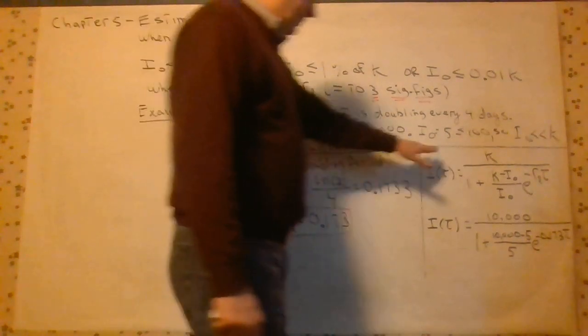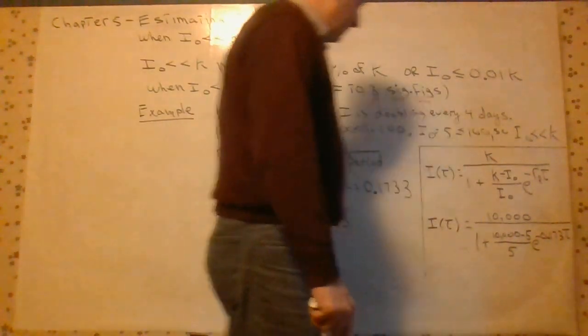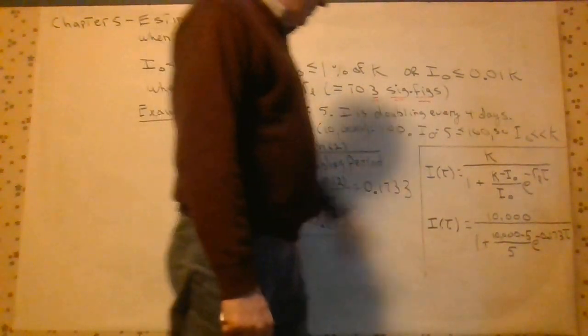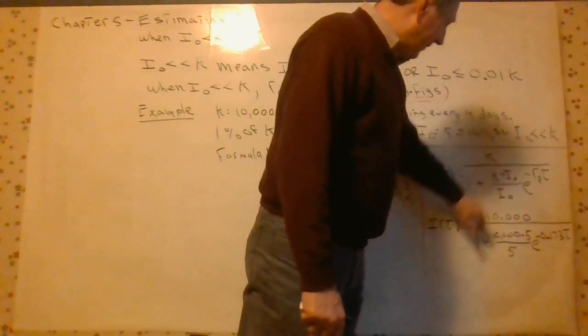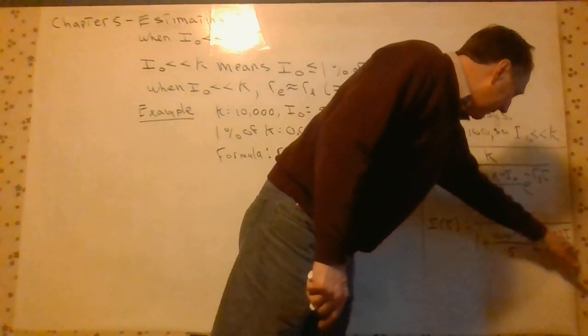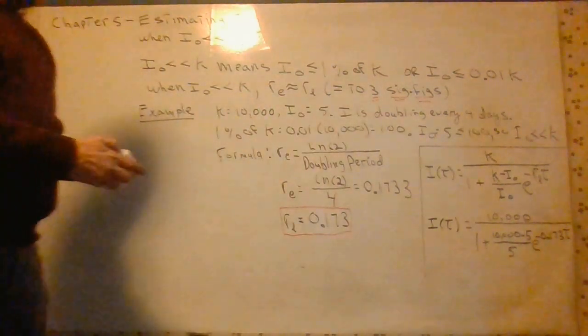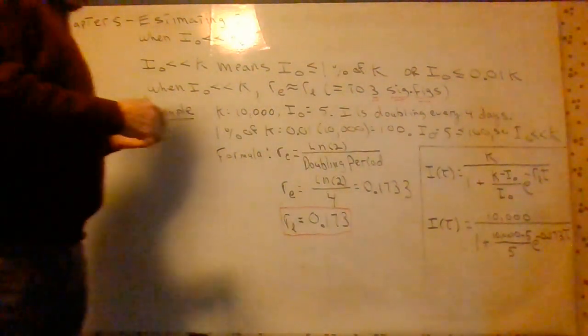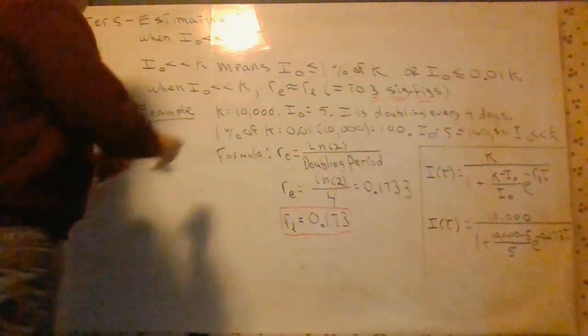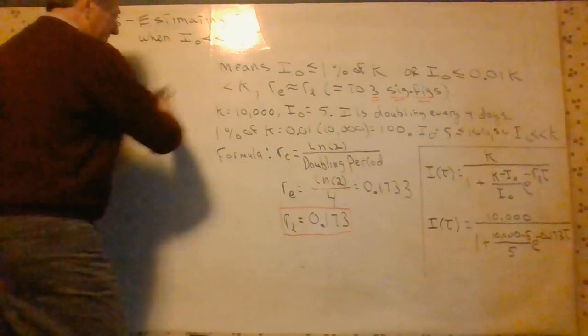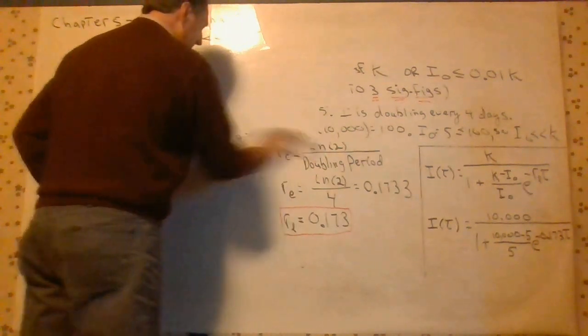So our model is this. That's a familiar logistic model. You can substitute all the numbers, 10,000 for K, 5 for I0 here and here. Put the growth constant there, and there we have it. There's a logistic growth model. As far as significant figures are concerned, here's a simple trick. Let me erase this really quickly.